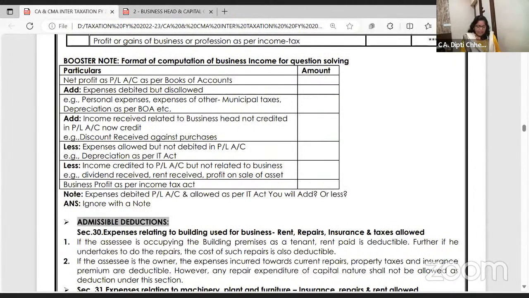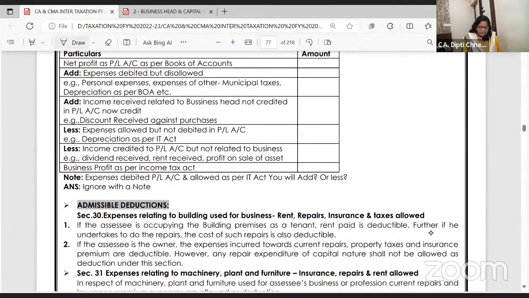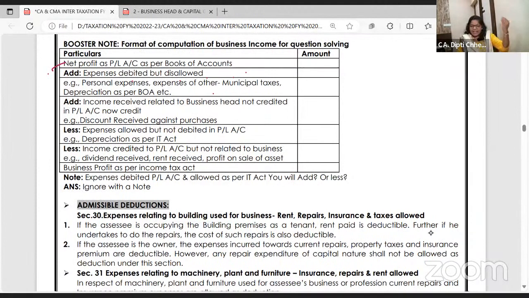Dekho. Net profit as per P&L account, add expenses which are debited but not allowed. Personal expense, expense of other municipal taxes. Municipal taxes is allowed, but not in business head. Where? In house property. Chale aage. Income received related to business not credited. Add. Income is related to business, but you have not included, like discount received. To ab include kar lo.